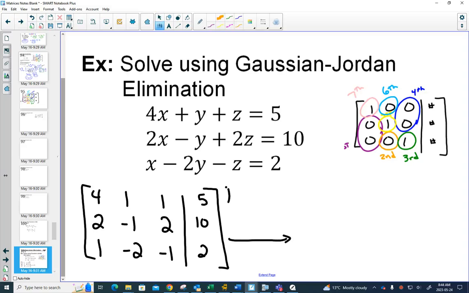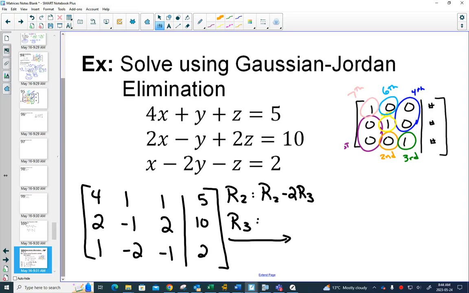Okay? So we need to change row 2 and row 3 to make these zeros. And you can do any operations that you like to do that. So for example, could you see that if you took row 2 minus 2 row 3s, that would make that a 0.